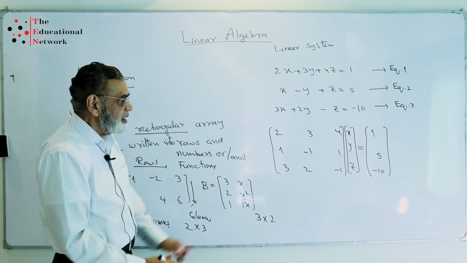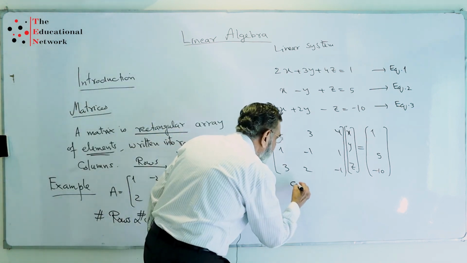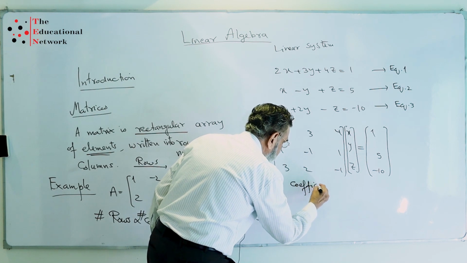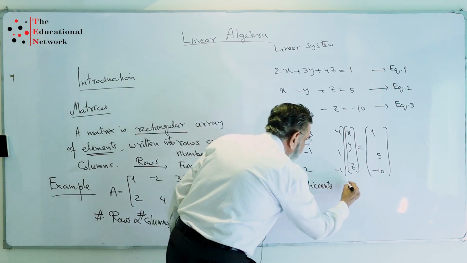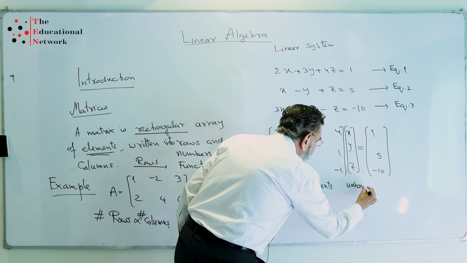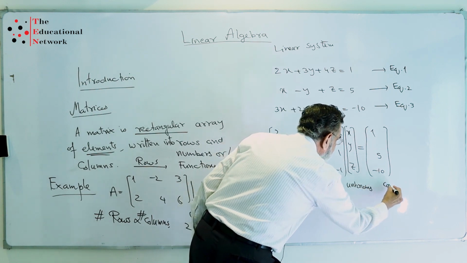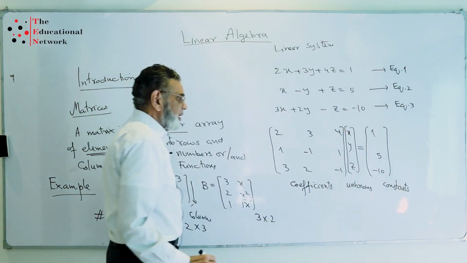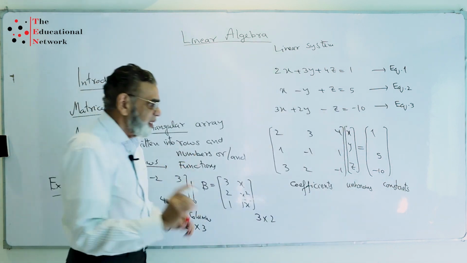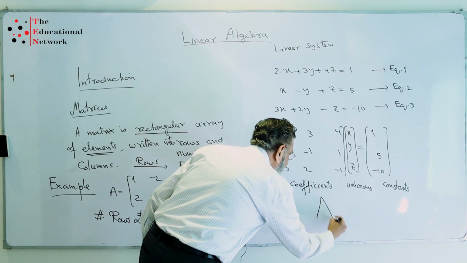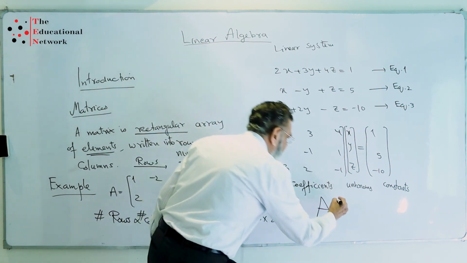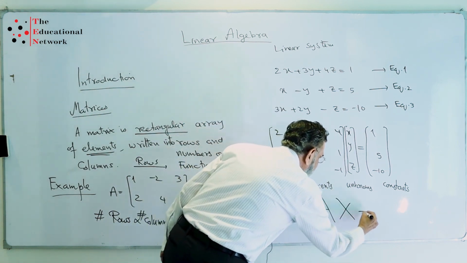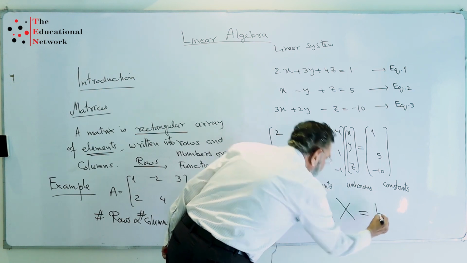This is my matrix of coefficients. They are my unknowns. These are my constants. In a very simple way, I just name each of the matrices. I name this matrix as A. I name the matrix of unknowns as X. And I name the matrix with the constants as B.